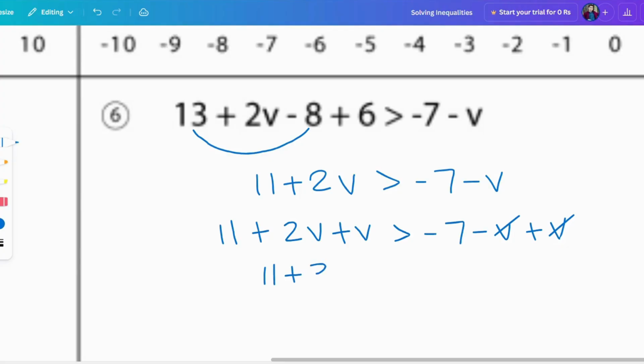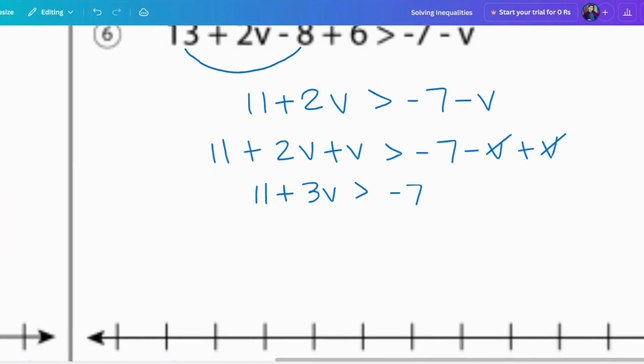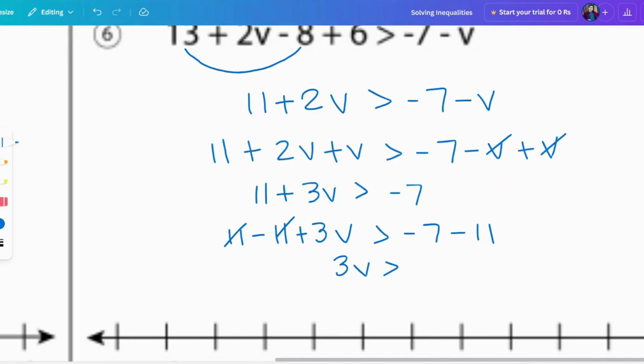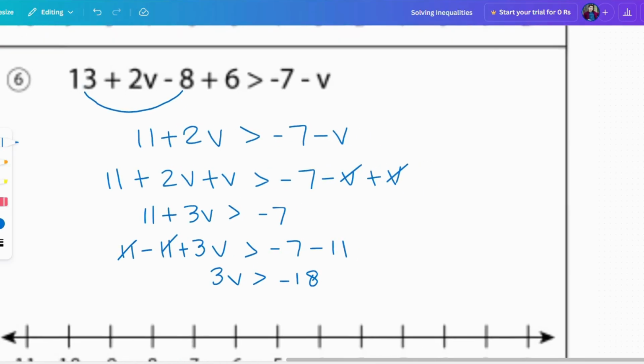So 11 plus 3v is greater than minus 7. And after that, I will subtract 11 on both sides. So 3v, 11 minus 11 is greater than minus 7 minus 11. So they will just cancel out. So 3v is greater than minus 18. Alright, I'm just going to solve it on this side. So 3v is greater than minus 18, and I will divide both sides by 3. So v is greater than minus 6.